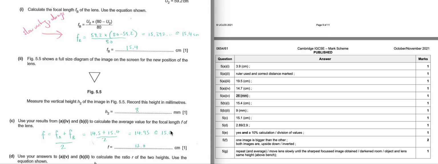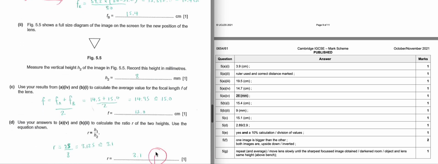Now we've got two F values, FA and FB. To get that average, we are going to add them together and divide by 2. And I'm going to give it to 1 decimal place. I find 14.95, which is approximately 15.0, which is going to be my answer here. And again, I encourage you to show all your working. If you're nervous about significant figures, include 2 decimal places here and then round to 1.